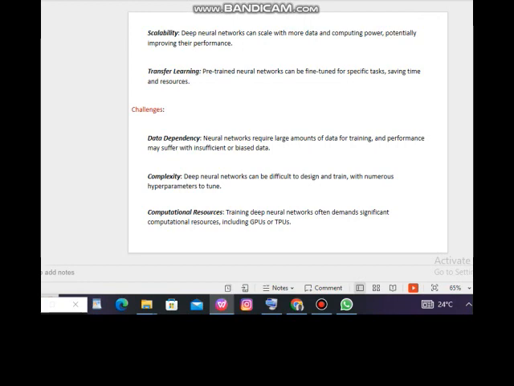Now, going on to their challenges, we have data dependence. Neural networks tend to require large amounts of data for training and performance, hence may suffer with insufficient or biased data. Complexity. Deep neural networks can be difficult to design and train with numerous hyperparameters to tune. Computational resources. Training deep neural networks often demands significant computational resources, including GPUs or TPUs.